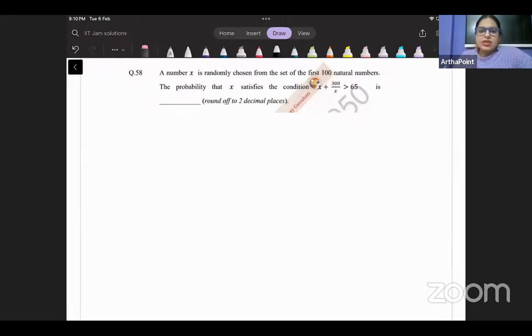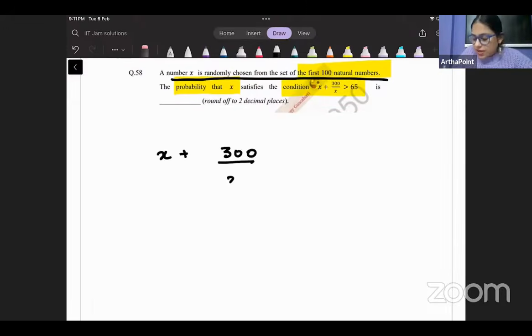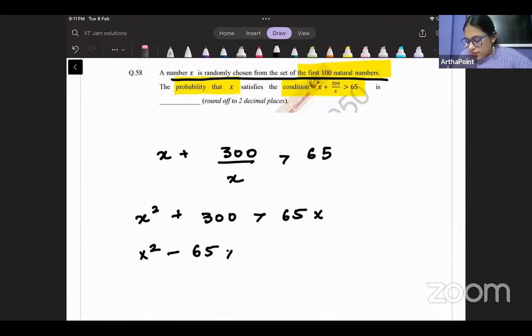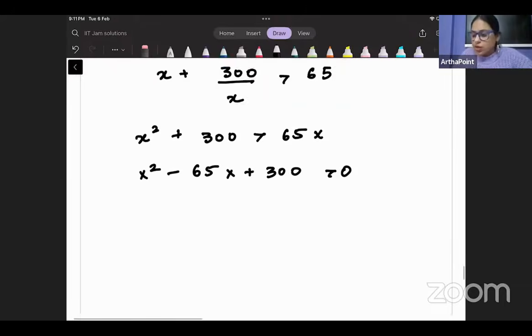Question number 58. क्या बोल रहे बच्चे? It says a number is randomly chosen from the set of first 100 natural numbers. बहुत आसान क्वेश्चन आया है. The probability of x satisfies this condition. क्या condition है बच्चे? X plus 300 by x greater than 65. So x square plus 300 greater than 65x. तो बेटा x square minus 65x plus 300 greater than 0. Solve कर लो ये equation.